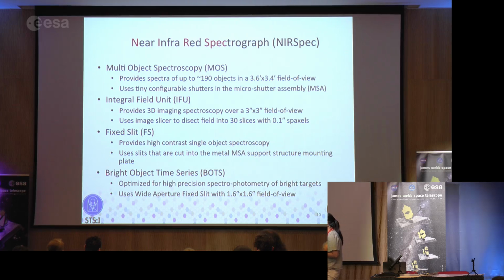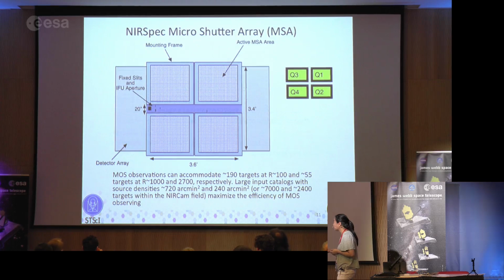And finally, there's the bright object time series. So this is the TSO mode for NIRSpec. So it essentially uses the largest aperture fixed slit, which is 1.6 arcseconds. And again, this is optimized for high precision spectrophotometry of bright targets.